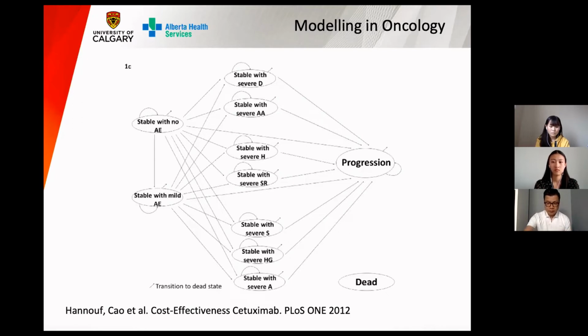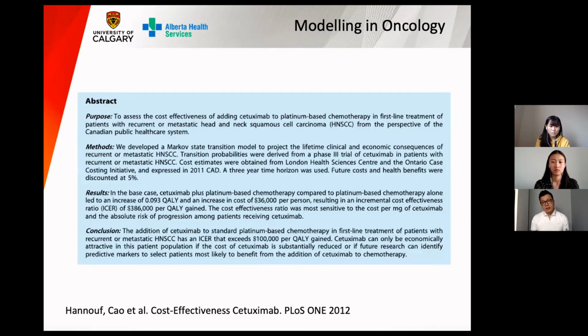transition state. And so basically, in a nutshell, without getting too complicated, we found that when we looked at the addition of this monoclonal antibody to chemotherapy, it increased the quality adjusted life year by only 0.093 quality adjusted life years at a cost of about $36,000. So we took from Ontario case costing initiatives. We took cost estimates from where I used to work, London Health Sciences Center, and then we plugged all these numbers into the model with the different transition probabilities.